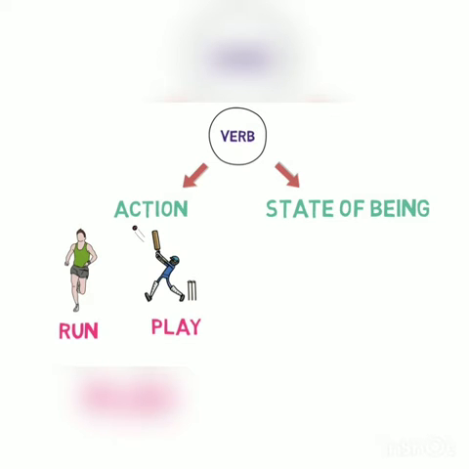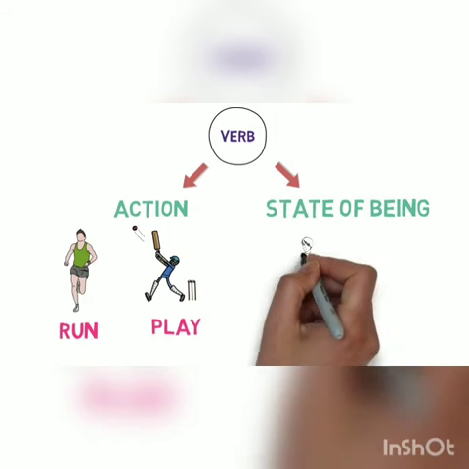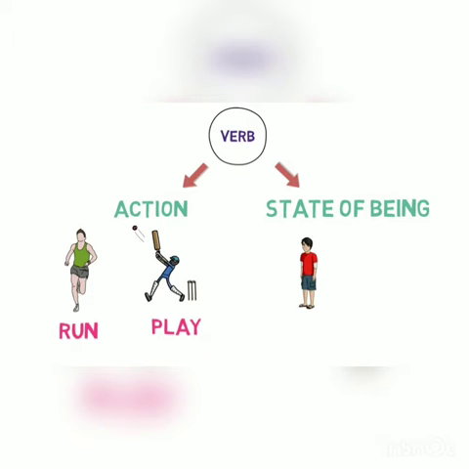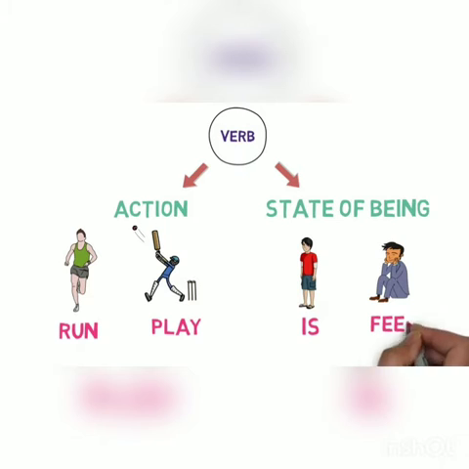Now let's look at the state of being type of verbs, also called stative verbs. They define the state of the subject. This is an image of a boy. We say Ram is a boy. So, is here is a state verb as it defines the state, whether he is a boy or girl. In this image, the boy feels very tired. So feels here is a stative verb as it defines the state of the boy.